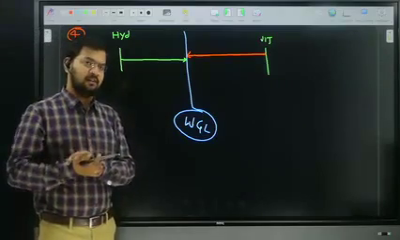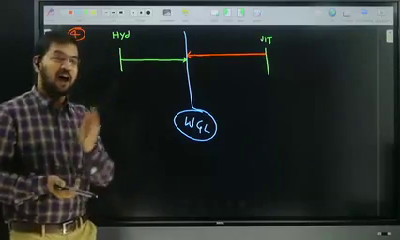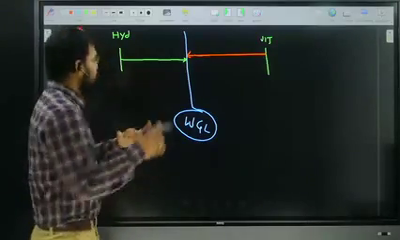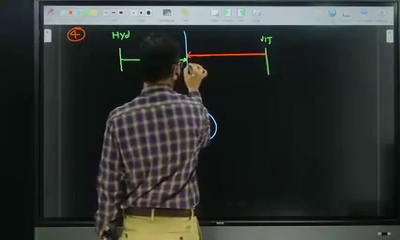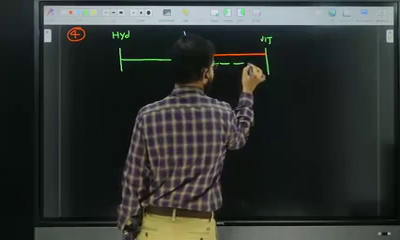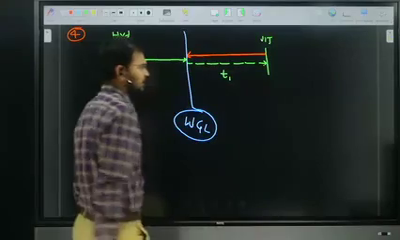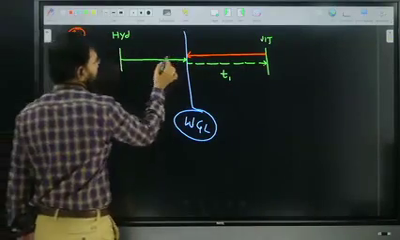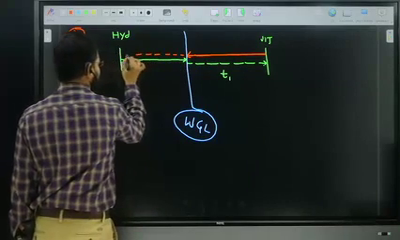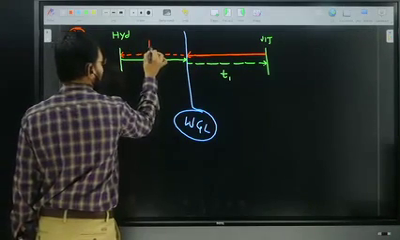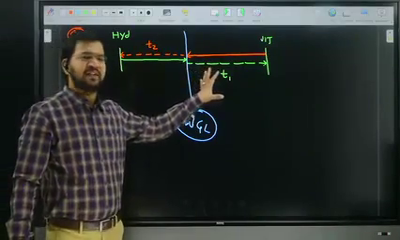After crossing, this is a very important point. After crossing, to reach the respective destination, the Hyderabad Express will take T1 seconds. Respectively, the Vijayawada Express to reach Hyderabad will take T2 seconds. It will take how many seconds? T2 seconds.